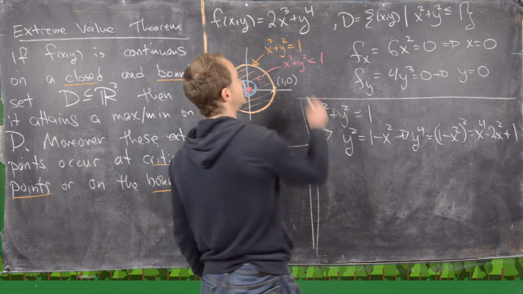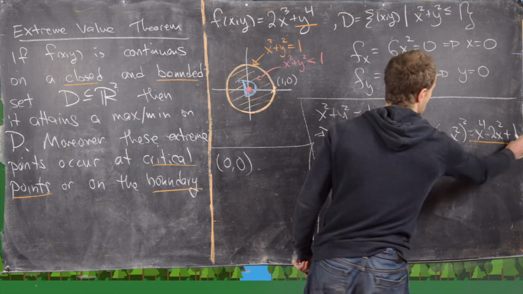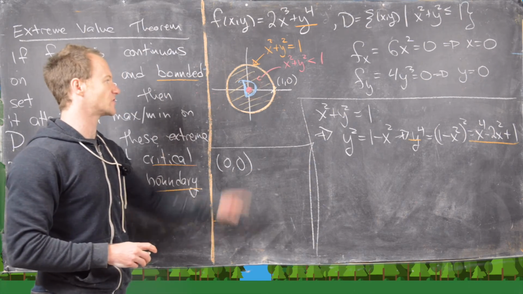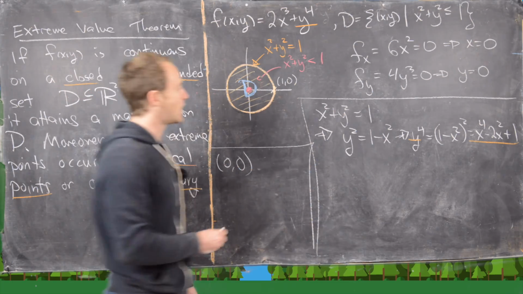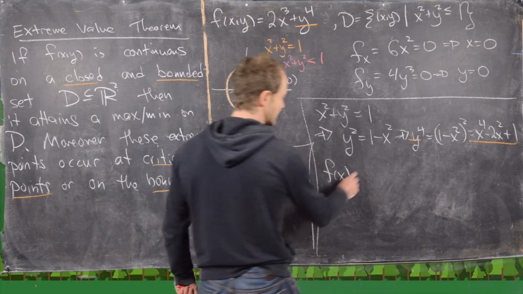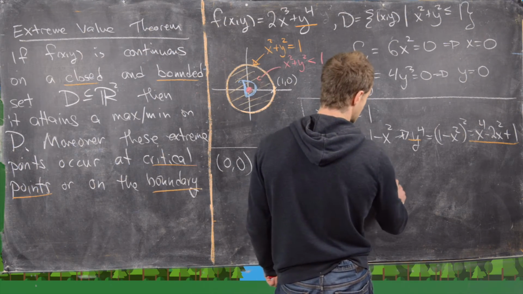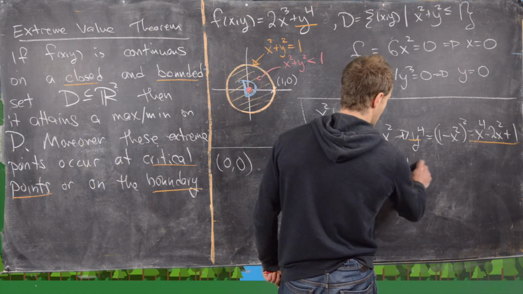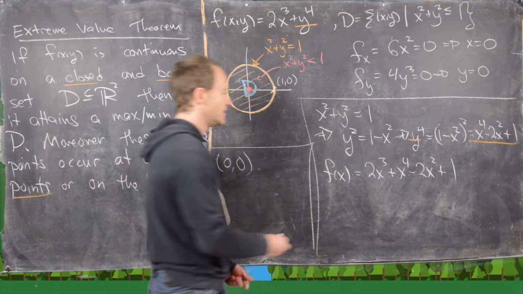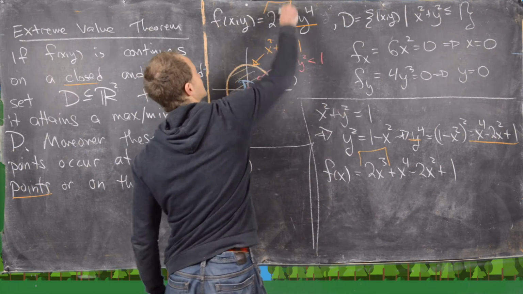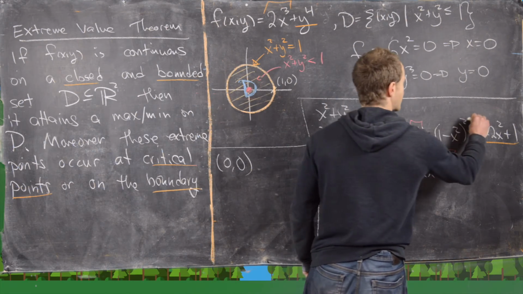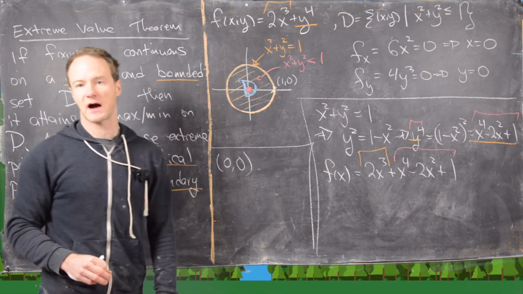And now notice, since y only shows up in our function as y to the fourth, that's actually good enough for expressing this function on the boundary. So that means on the boundary this collapses to a function of x, and that function of x is given by 2x cubed plus x to the fourth minus 2x squared plus 1. Okay, great. And notice this bit came from just this formula, and then this bit right here came from our y to the fourth power.